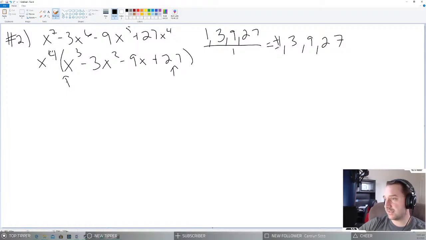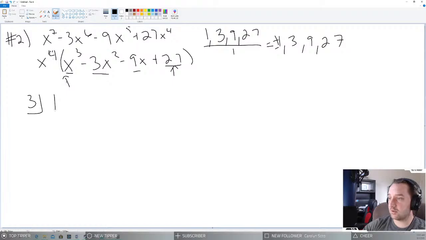Now I need to go through and test it. Me just looking at this, I notice that it's growing by 3s, right? 3 times 3 is 9, times 3 gives me 27. Maybe starting with a 3 might be beneficial. So let's try positive 3. So we write the coefficients, so 1, negative 3, negative 9, and 27.